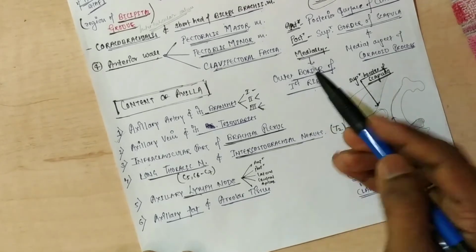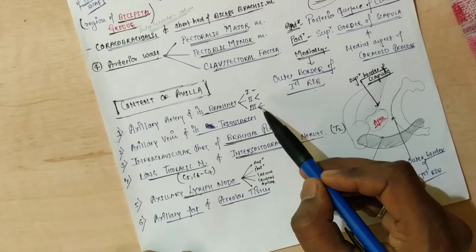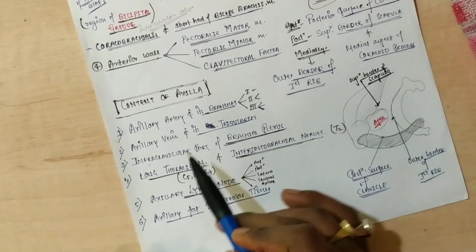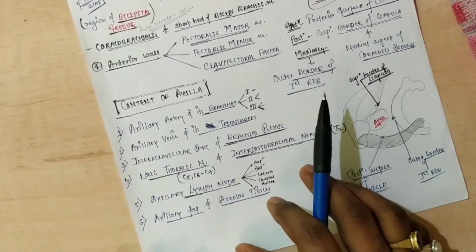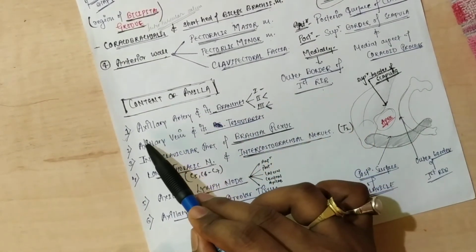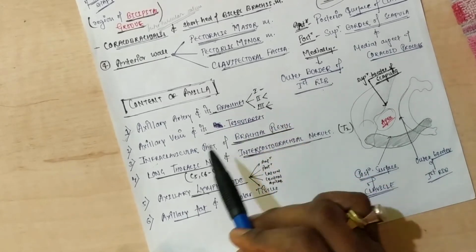We will talk about this in the next video, when we learn about the axillary artery and its branches. Then we will study all its branches. Right now we are talking about just the content of the axilla. That's why I am saying the axillary artery and its branches.